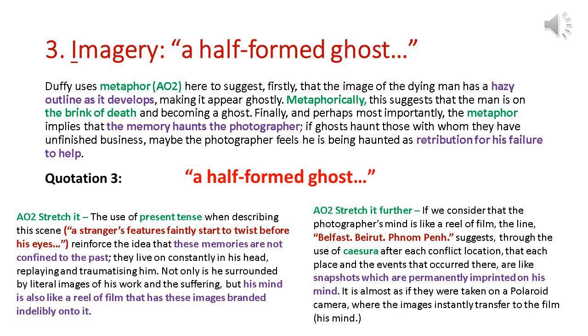Okay, so if we move on to the imagery in the poem War Photographer, the photographer says that one of the photographs he's taken of a man suffering is like a half-formed ghost. So we can see that Duffy's using metaphor there to suggest firstly that the image of the dying man has a hazy outline as it develops, making it appear ghostly. And metaphorically it suggests that the man is on the brink of death. He's almost become a ghost.